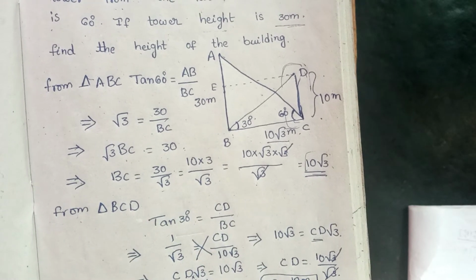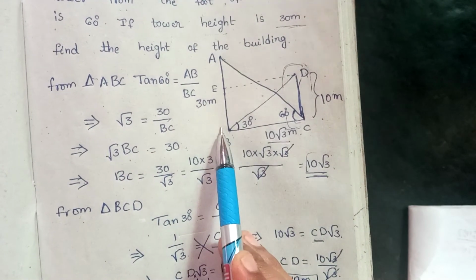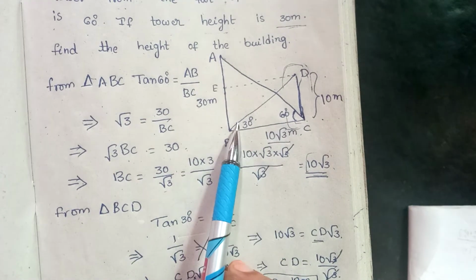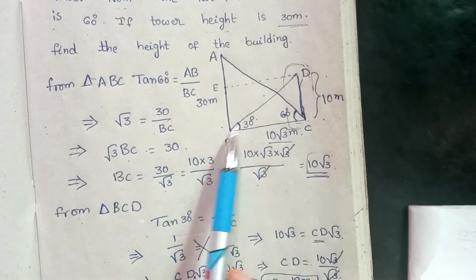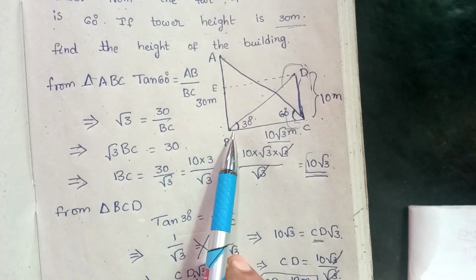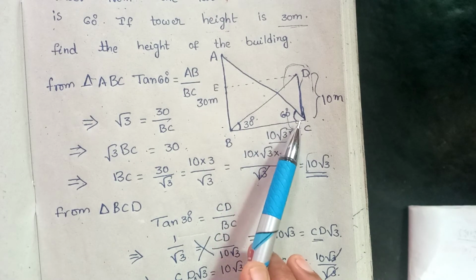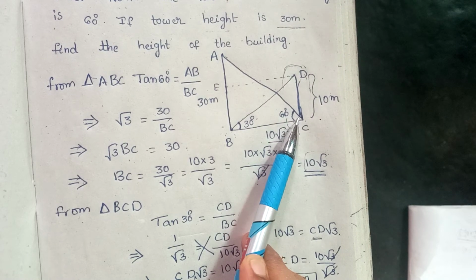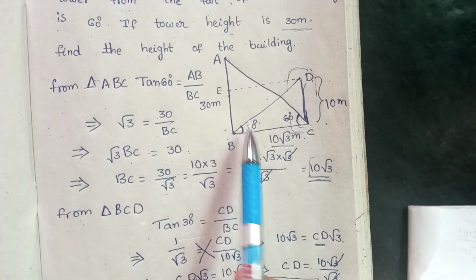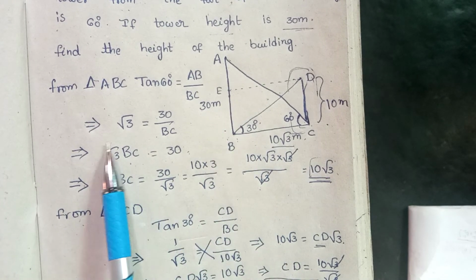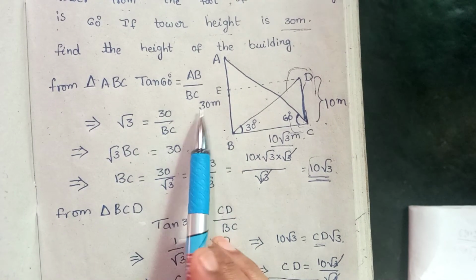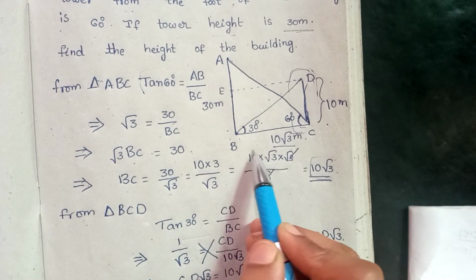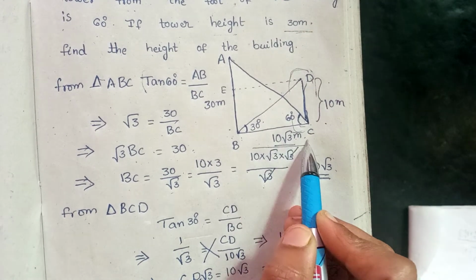First we have to understand the problem carefully. Take tower aside and building aside. Angle of elevation given here is 30 degrees to the top of the building from the foot of the tower, and the angle of elevation here to the top of the tower from the foot of the building is 60 degrees. After that we have taken the two triangles. First we have taken the first triangle and take the tan function. Finally we find the BC value 10 root 3 meters.